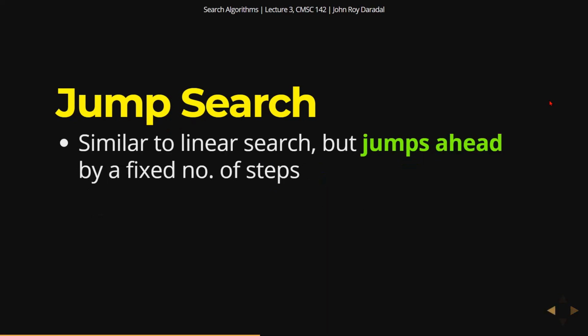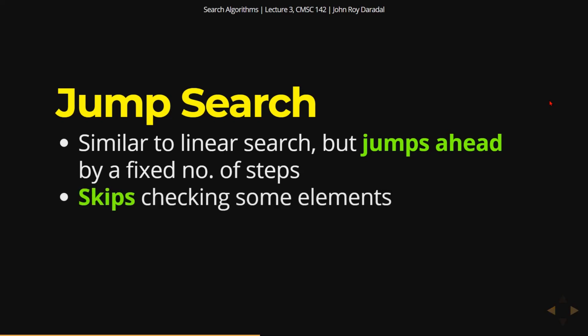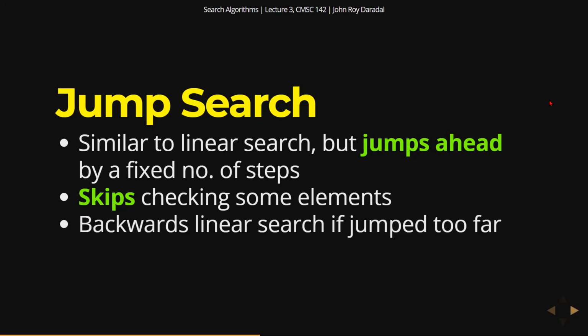Okay, so how does jump search work? It's similar to linear search, but you jump ahead by a fixed number of steps, and that allows you to skip some items entirely. So you skip checking some elements, and when you've jumped too far, you will do a backwards linear search.